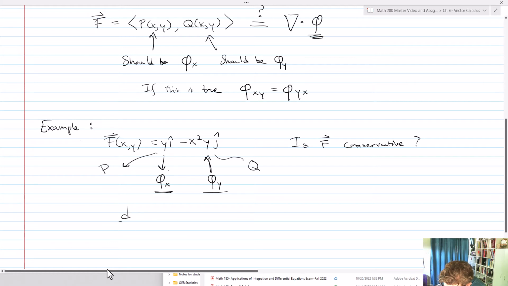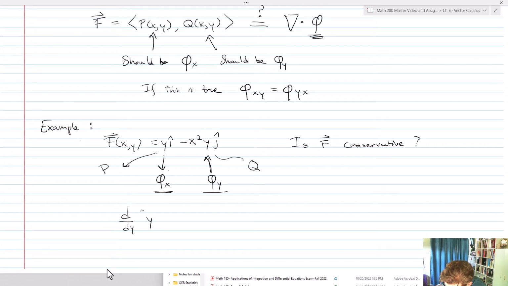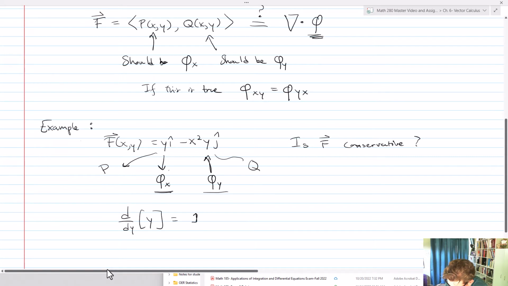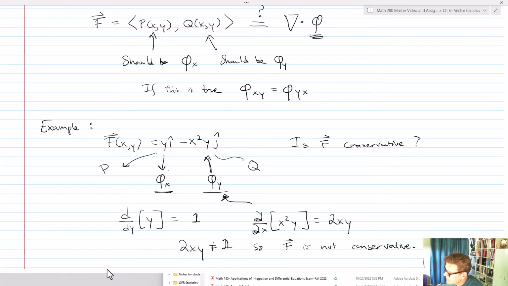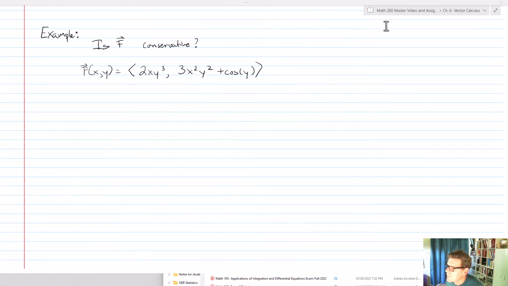So d/dy of y is just going to equal 1. And then I'm going to go over to the other one and take the derivative with respect to x. So this is going to be del/dx of x squared y, and that's going to equal 2xy. 2xy does not equal 1, so F is not conservative. We can't find that potential function. I won't be able to find it. It's not conservative.